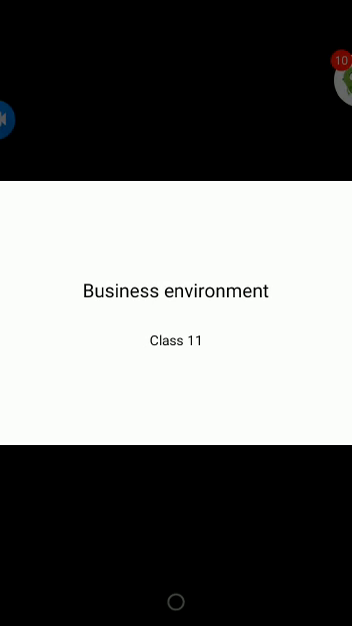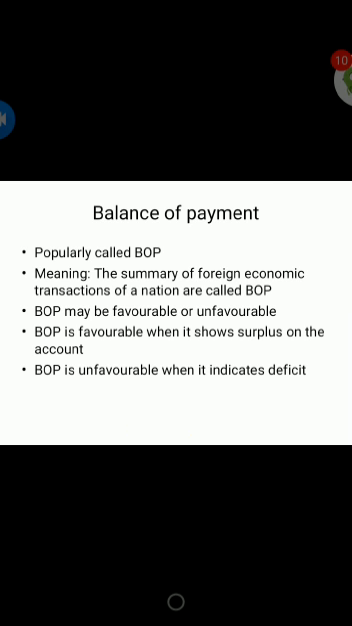Welcome to class 11 of Business Environment. In this class we are going to study about balance of payment. Balance of payment is popularly called BOP. Suppose they ask you in the examination to expand BOP, you may write balance of payment.